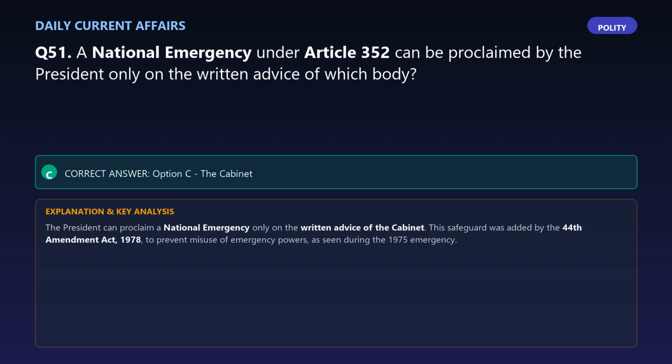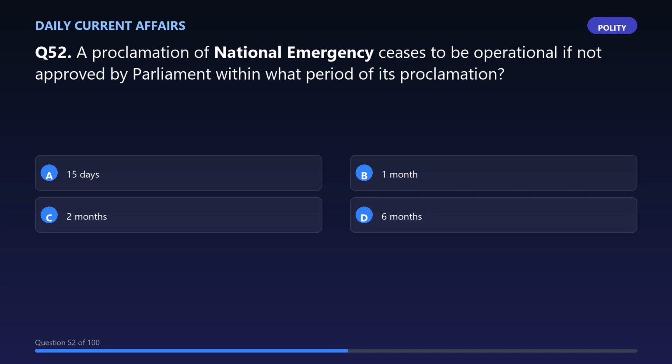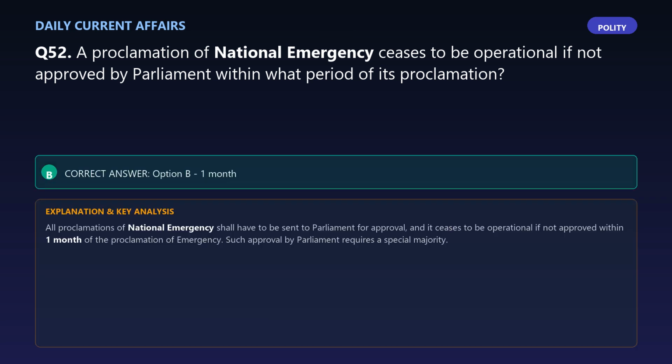1975 emergency. Question 52. A proclamation of national emergency ceases to be operational if not approved by Parliament within what period of its proclamation? The correct answer is option B, 1 month. Explanation: all proclamations of national emergency shall have to be sent to Parliament for approval, and it ceases to be operational if not approved within 1 month of the proclamation of emergency. Such approval by Parliament requires a special majority.